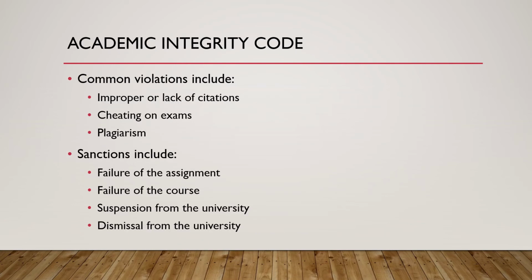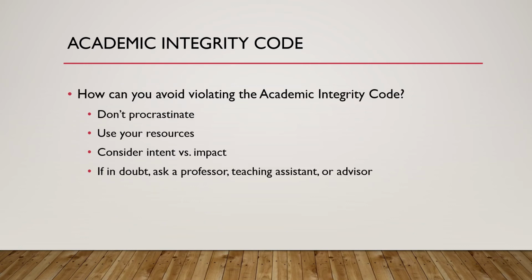The Kogod School of Business takes American University's Academic Integrity Code very seriously, so I thought it would be helpful to quickly review some common violations, sanctions, as well as tips for success. Some common violations include improper or lack of citations, cheating on exams, or plagiarism, and depending on the severity of the issue or the number of violations, sanctions could include one of the following: failure of the specific assignment, failure of the course, suspension from the university, or even dismissal from the university. How can you avoid violating the Academic Integrity Code? Don't procrastinate. Use the Kogod resources discussed earlier.